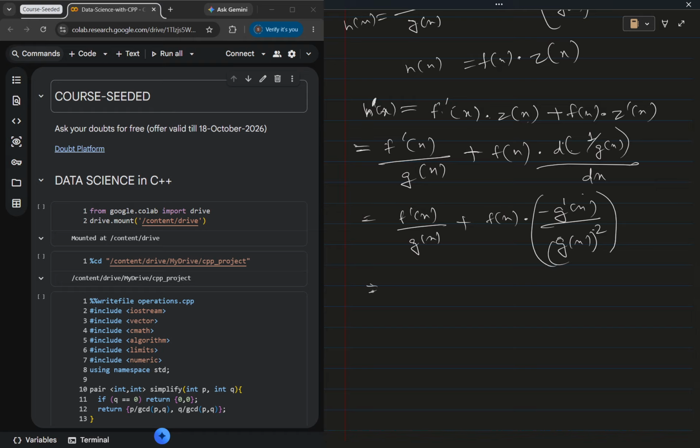Then once you solve this, you'll get f(x) times g(x). Basically, this was a single g(x) and this was g(x) square. And this minus symbol, you can just take over here, and then you can write it as g(x) times f'(x) minus f(x) times g'(x), divided by g(x) whole square.